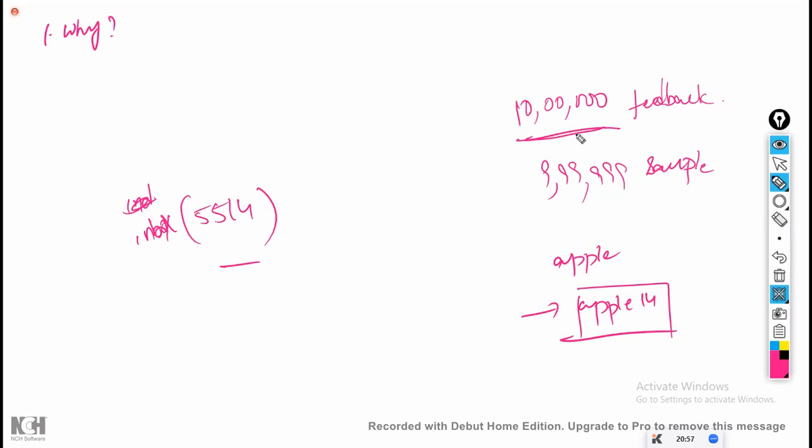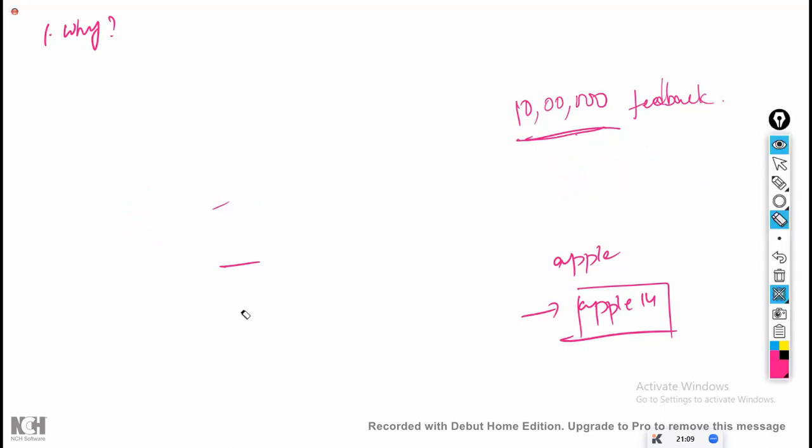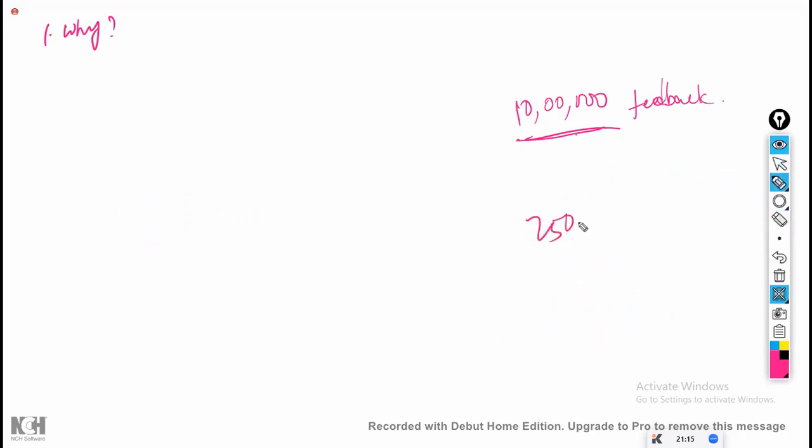If they fill in all the 10 lakh people's responses, then only it is called population data, but that is not possible in real life. In real life, out of 10 lakh, only 20,000 or 30,000, or assume I'm receiving 2,50,000 feedbacks. Only with respect to these 2,50,000 feedbacks I have received.